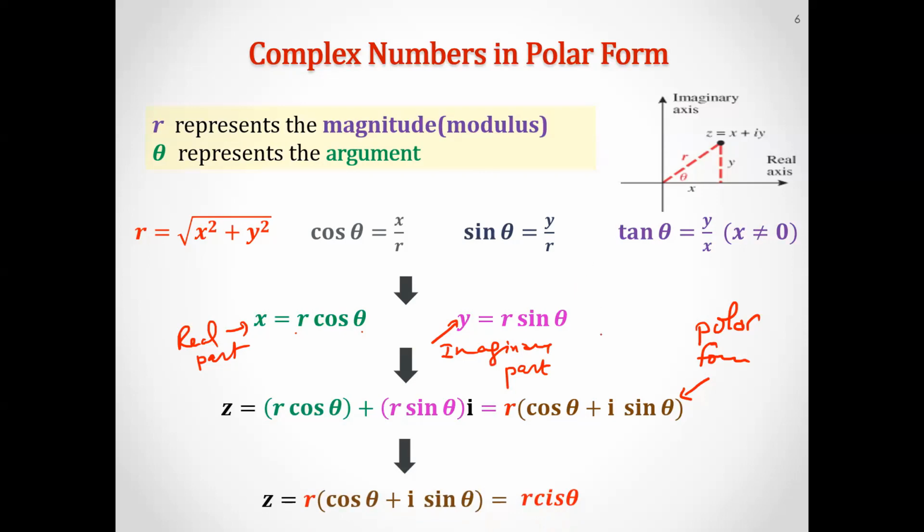And sometimes to simplify, we use this notation, r cis theta. What does it mean? r cis theta: c for cosine, this is the real part, plus i, s for sine, and this is the imaginary part. Okay? And this is called the polar form. So a complex number is defined by r and theta, its modulus and its argument. If we know this angle and this distance, we have exactly the complex number on the complex plane.